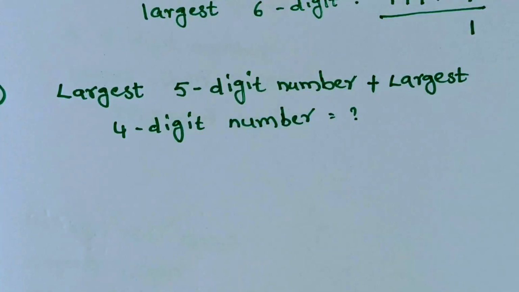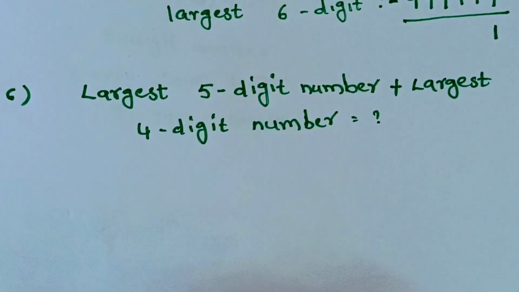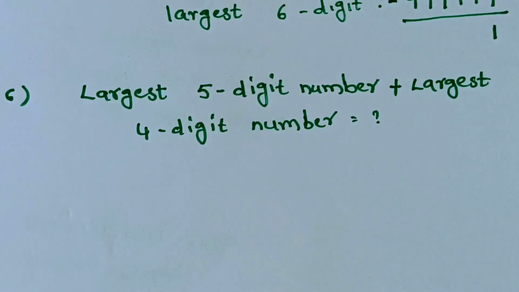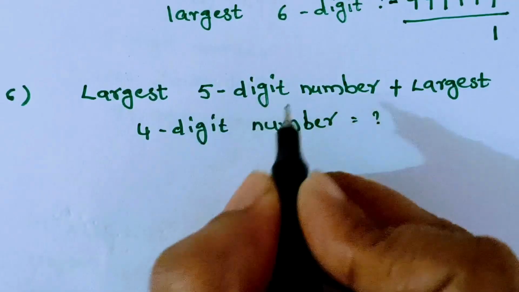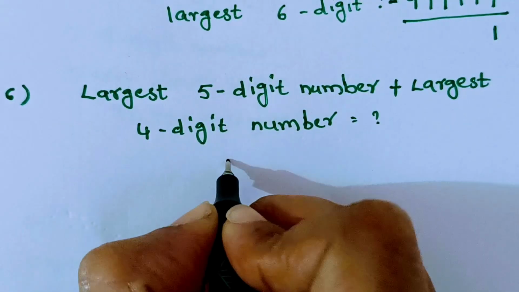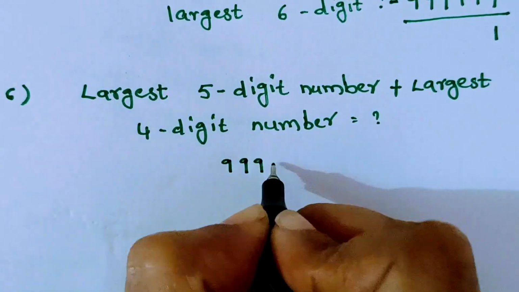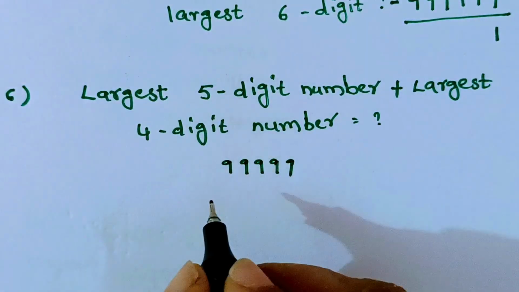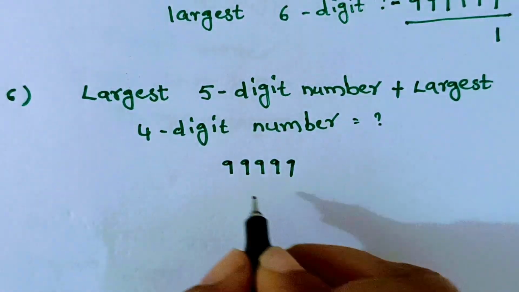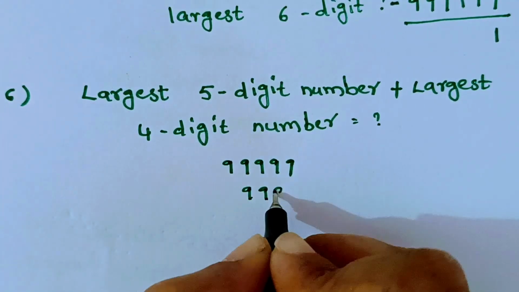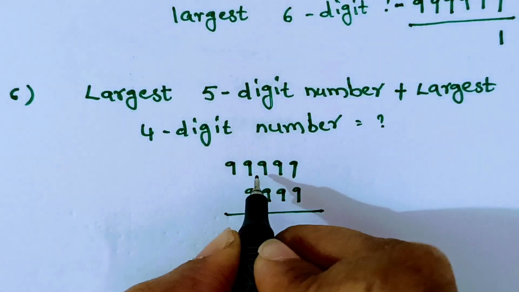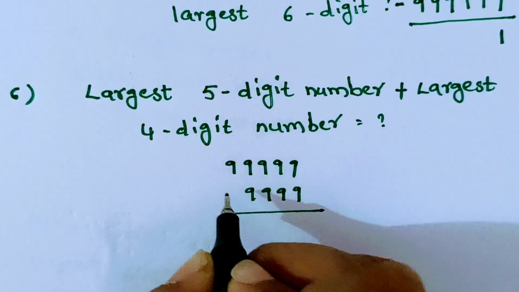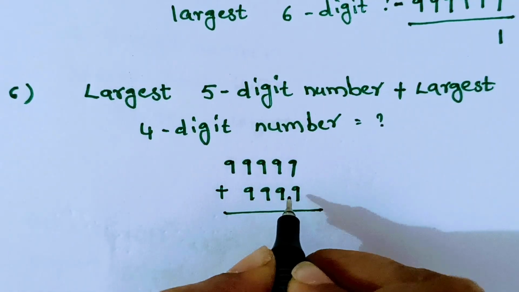See another question, the sixth question. Largest 5-digit number plus largest 4-digit number. Both are largest numbers. I am writing here directly. The largest 5-digit number means five 9s, and the largest 4-digit number means four 9s. So read the numbers: 99,999 plus 9,999.